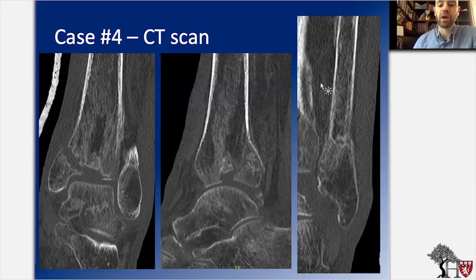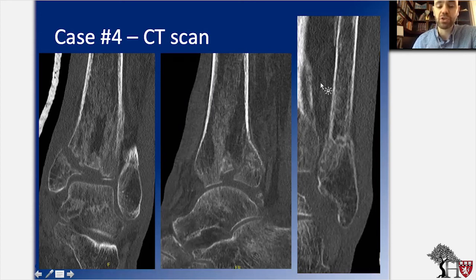Now, this is the part where I often pause and ask, what do you want to do? Realize she's got a huge die punch fragment right in the middle of her plafond. But the reality for her is her joint is still located. She's over 90 years old. And our goal is ultimately just to keep the bottom half of the ankle under the top half.